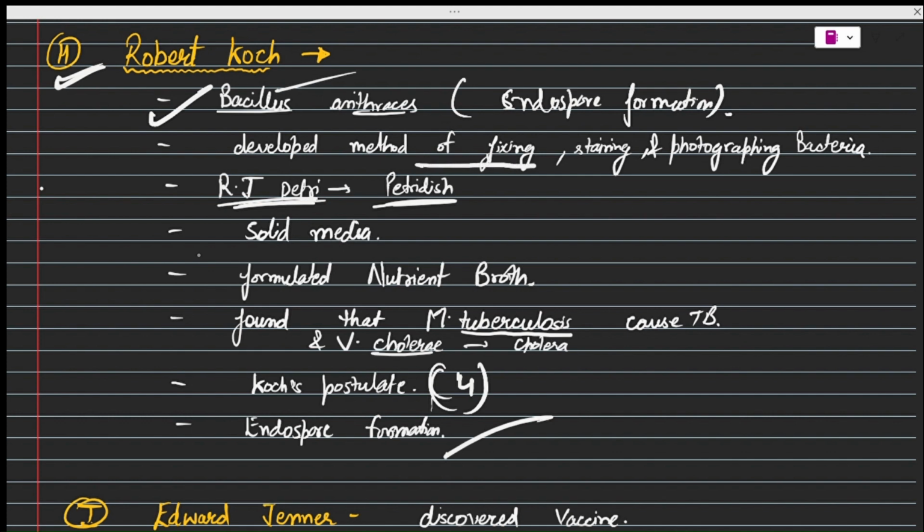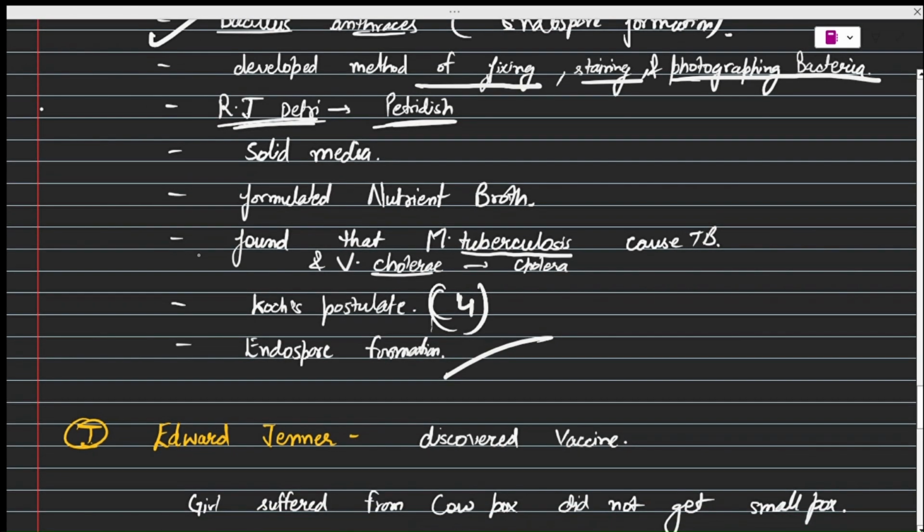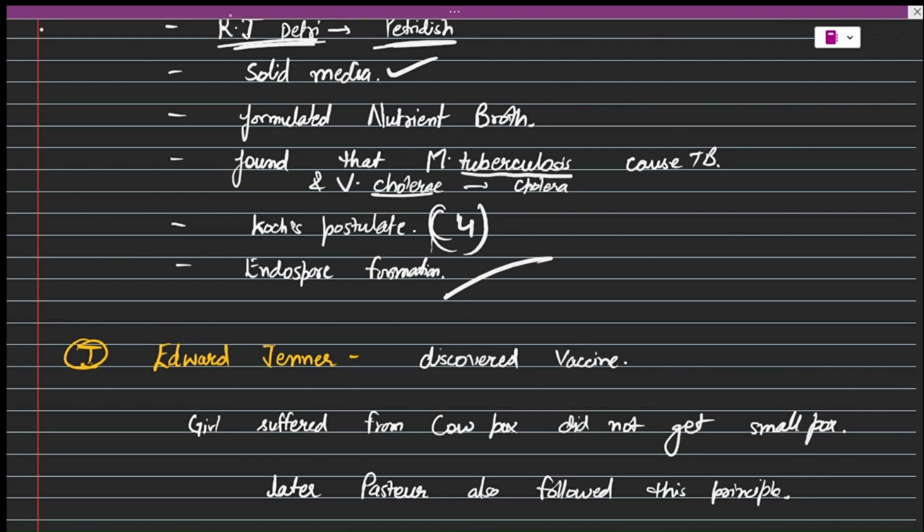Robert Koch developed the method of fixing, staining and photographing the bacteria, and later observed it under a microscope and easily observed the characteristics of the microorganism. Solid media was also discovered by Robert Koch, and today we use nutrient broth as a simple broth. This broth is used for many experiments, and it contains beef extract, some amount of agar, some yeast extract and all.